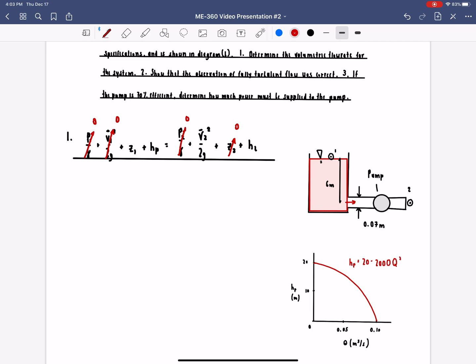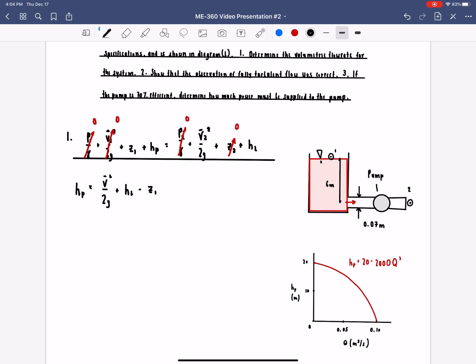I'm going to solve for the head gain of the system because we have a relationship between head gain and volumetric flow rate as indicated down here in figure B. So I can solve for the head gain and get a relationship to the volumetric flow rate, which is what we're after in part A here. So we know that the head gain, according to our equation up top, will be equal to velocity squared over 2g plus the head loss minus z1.